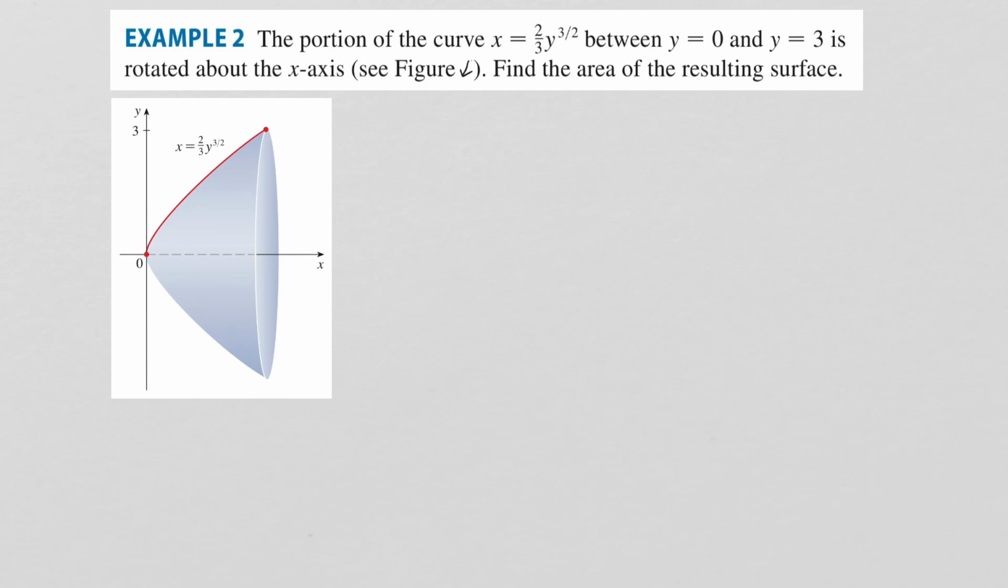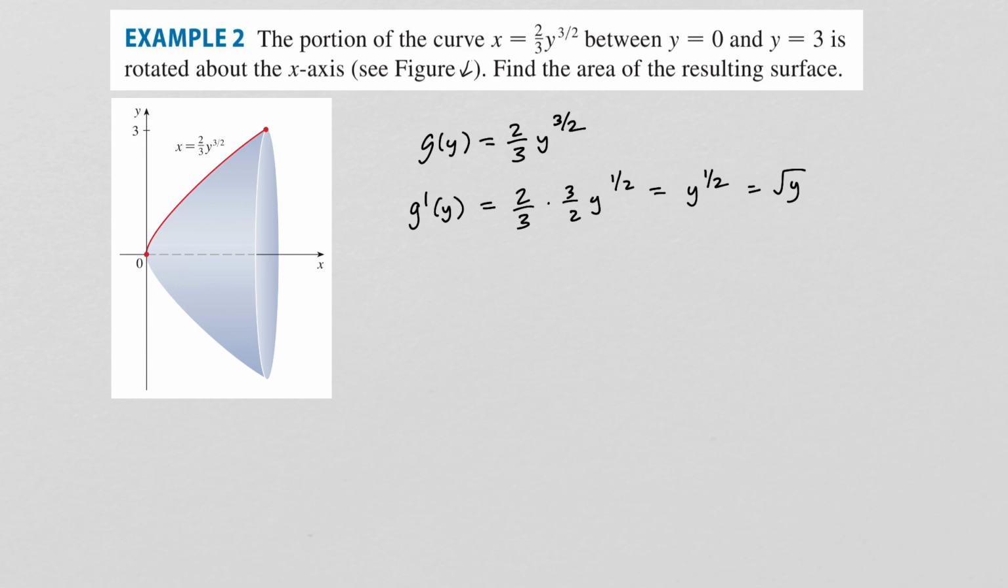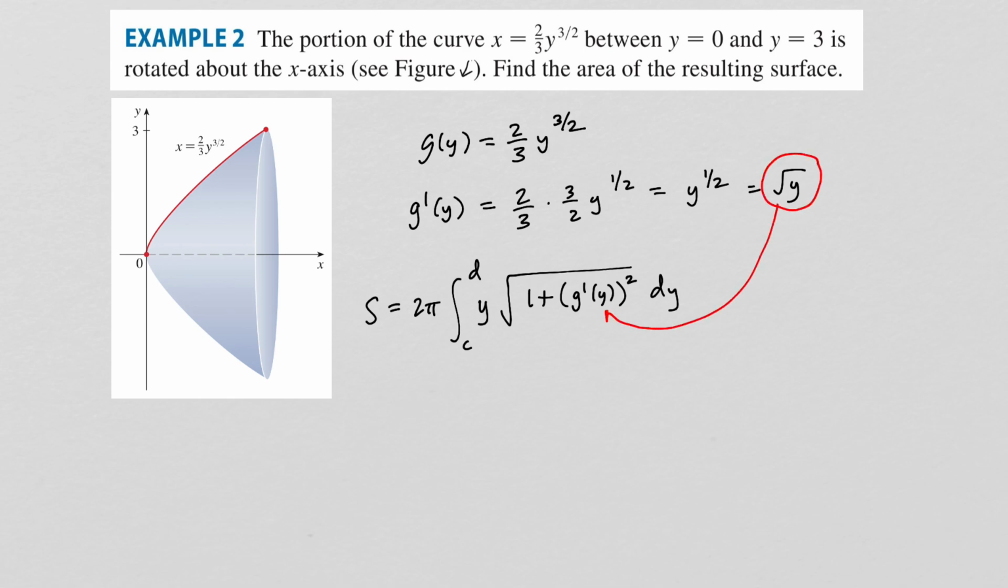So for our problem, g of y is 2/3 times y to the 3/2 power. We need g prime of y. G prime of y is going to be 2/3 times 3/2 y to the 1/2. And if you simplify this, you just get y to the 1/2, or square root of y. So the formula, surface area, is 2 pi integral from c to d of the variable y times the square root of 1 plus g prime of y, quantity squared, dy. So we now know g prime of y is square root of y, so we'll plug this in.